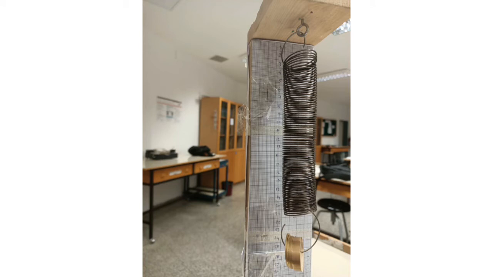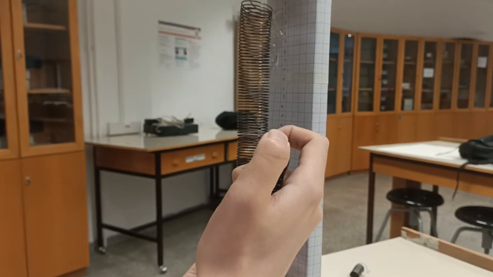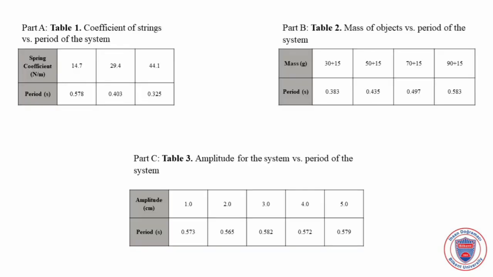For the final part, I set the amplitude differently each time to observe its effect on the period. I used the same spring as in the second part. I used the 90 gram mass. I measured the period in the same way as the other parts. In the end, I plotted tables and graphs for each part using Microsoft Office Excel.